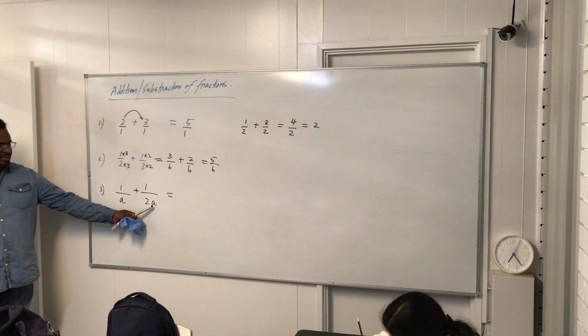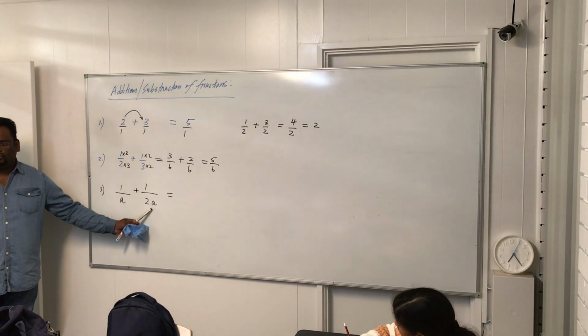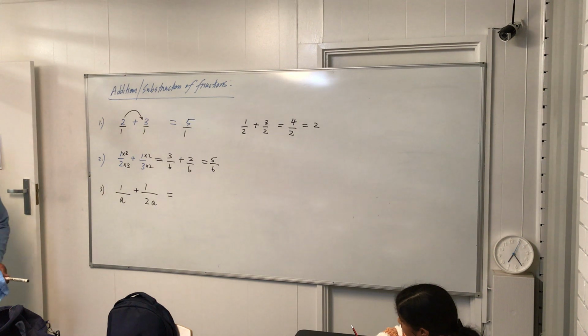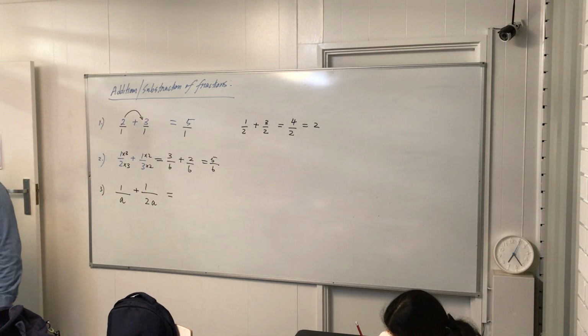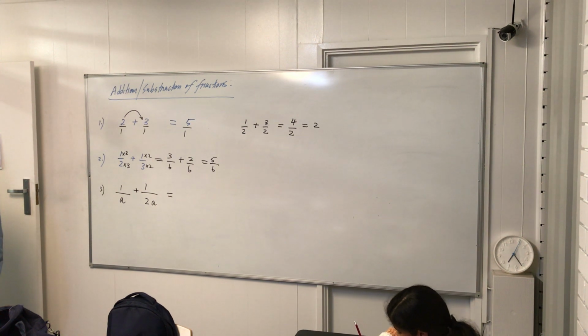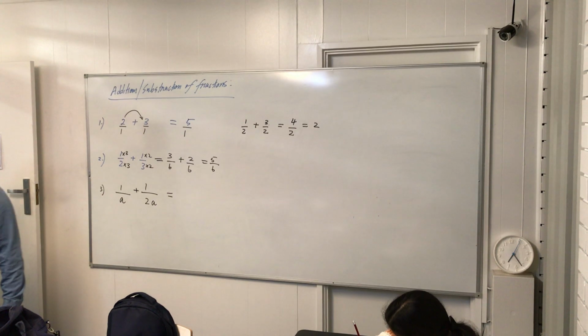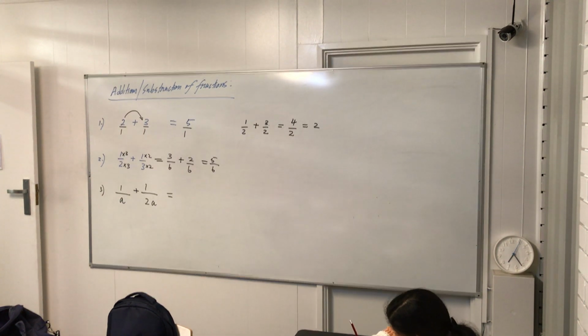What is the meaning of 2A? 2 times A. 2A means 2 times A. 2 TVs means 2 times TVs. Right? 2 this, 2 times this. Right? 2A means 2 times A.